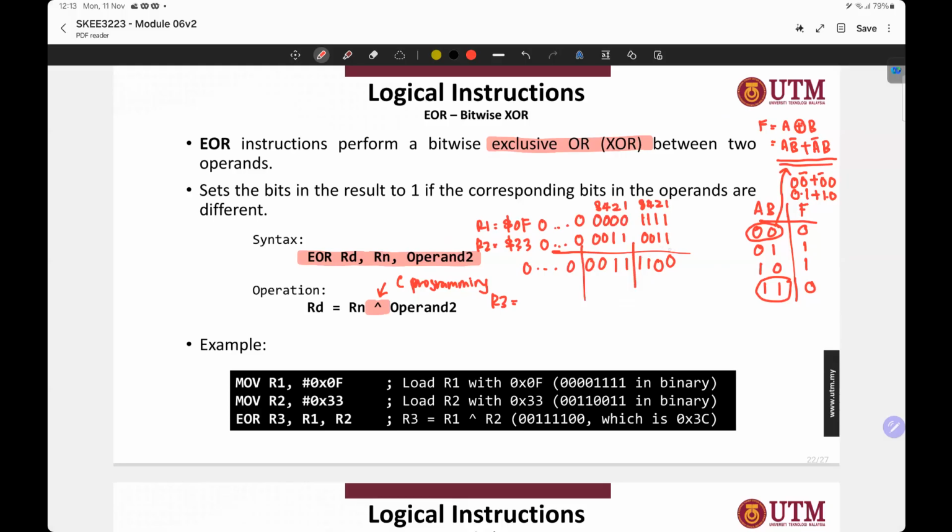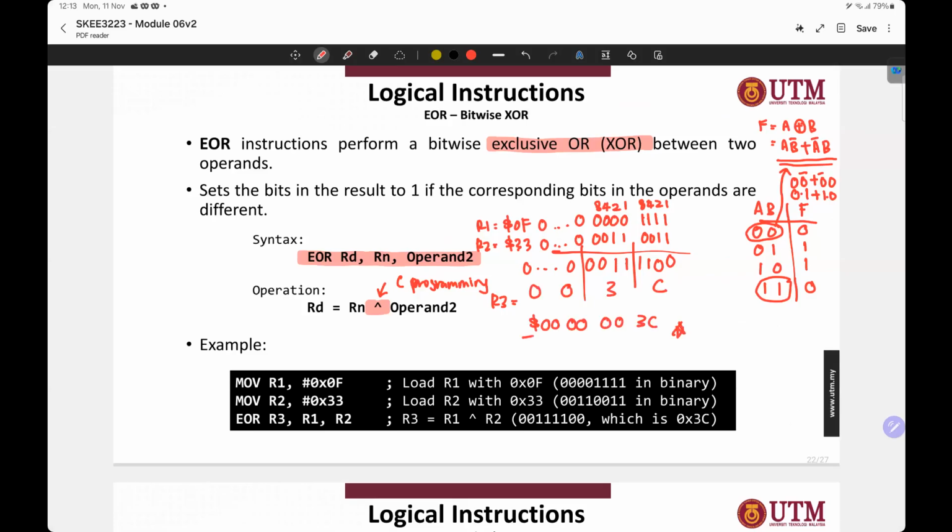So the first, sorry, not the first byte. The first 4-bit here is 8 plus 4, which is 1100. 8 plus 4 is 12. 12 is C. And then this one is 1 plus 2, which is 3. And the rest will be 0. So your R3 will be 0, 0, 0, 0, 0, 0, 3, C.